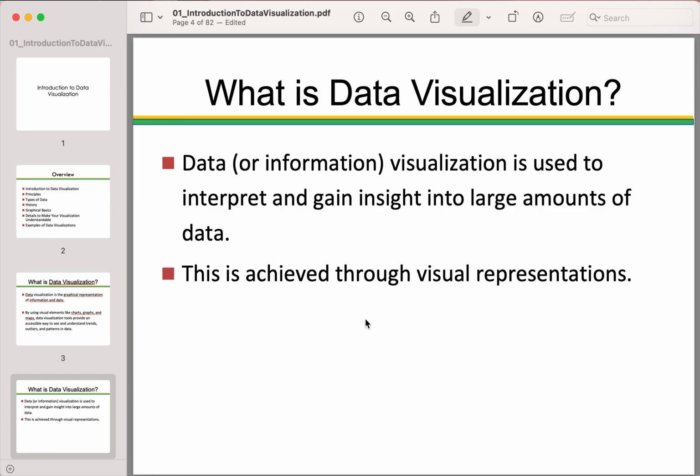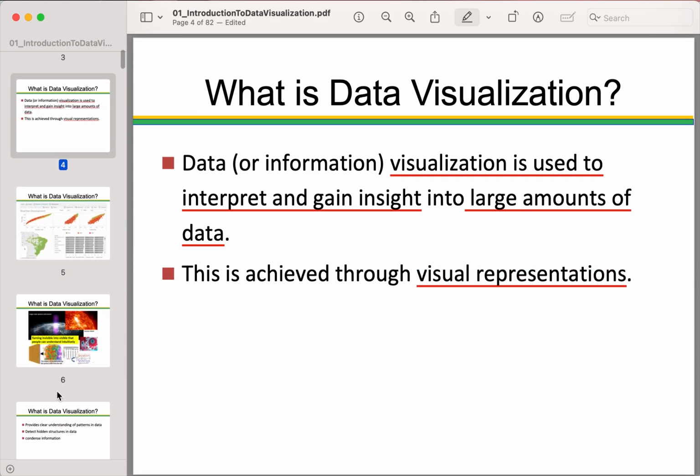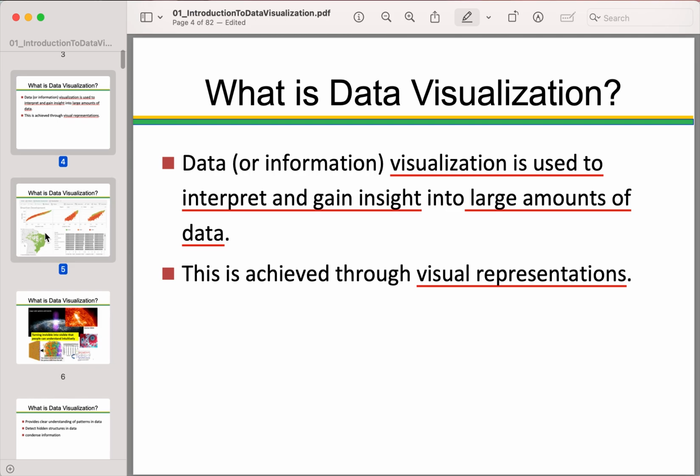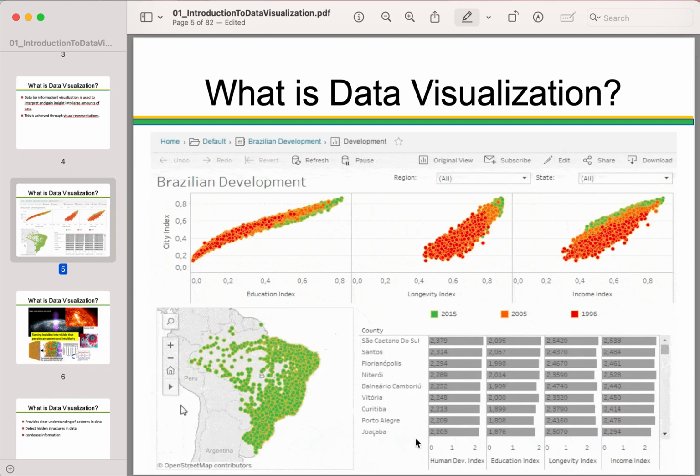So the visualization is used to interpret the raw data or information and to gain insights, that is, to gain knowledge or wisdom out of large amounts of data. We could achieve this through visual representations. Let's look at some examples of visual representations. So the raw data would be down here.